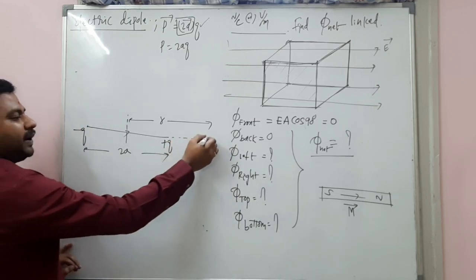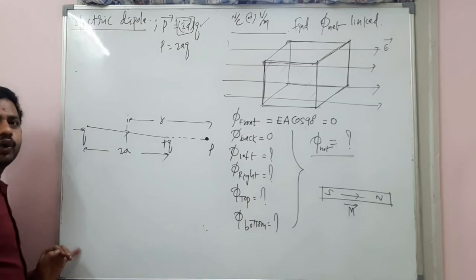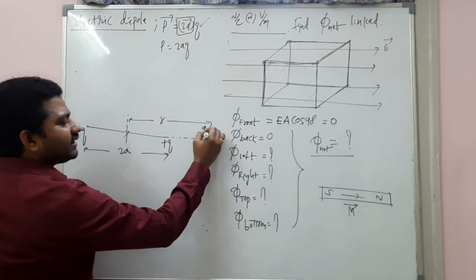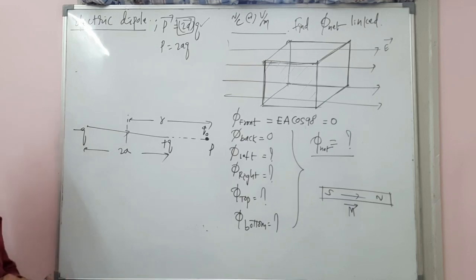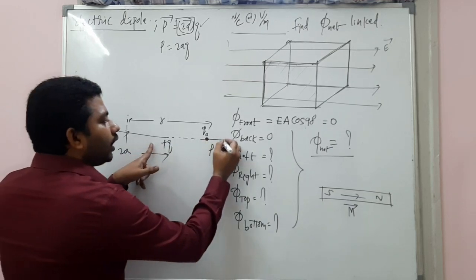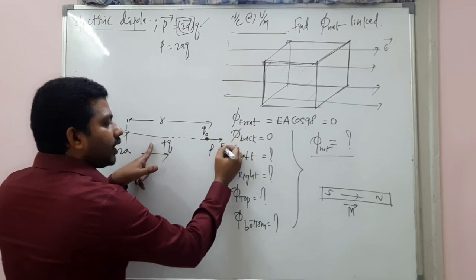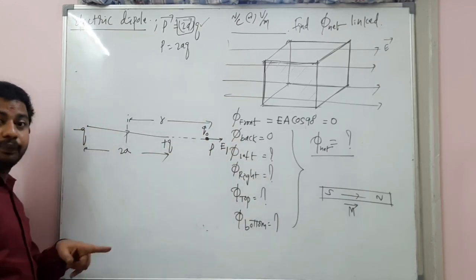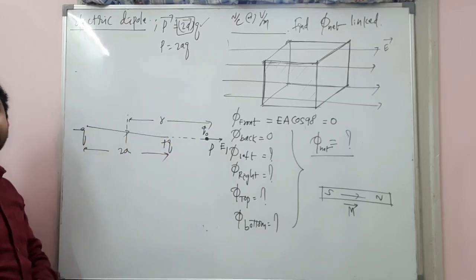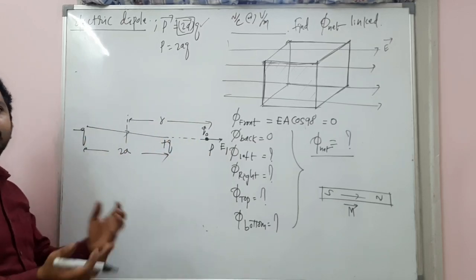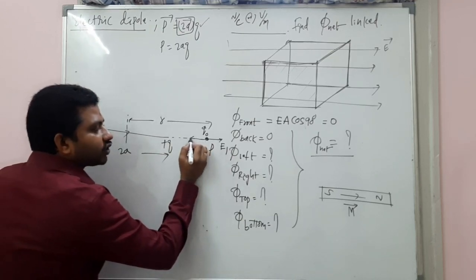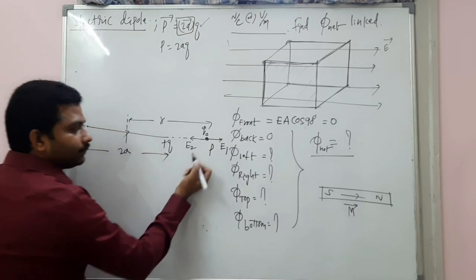At this point P, we are going to find the electric field. We are imagining that a test charge Q naught is kept at P. This plus Q will apply an electric field in this direction, with electric field intensity kq by r square. This minus q also will apply a force on it, that's E2.